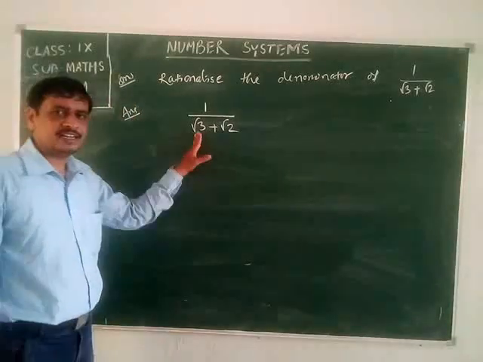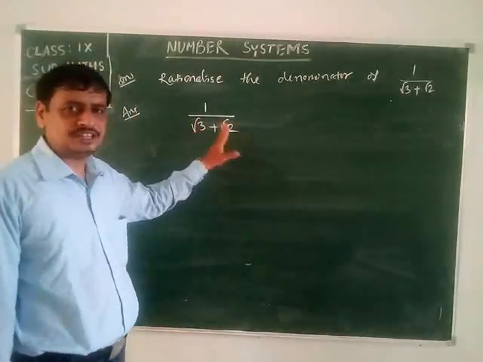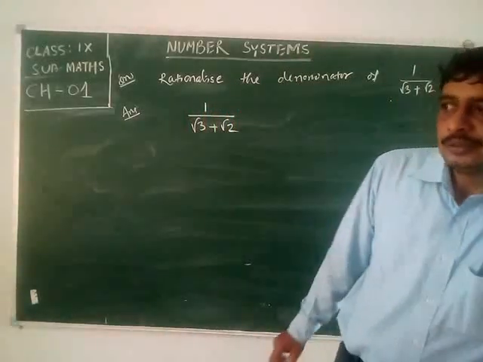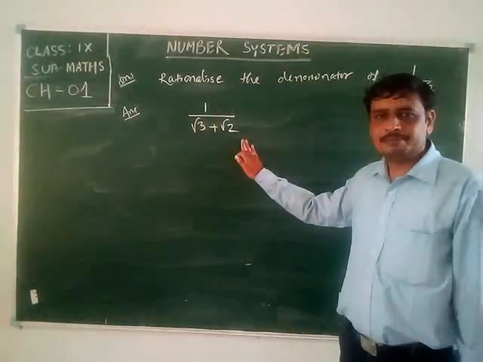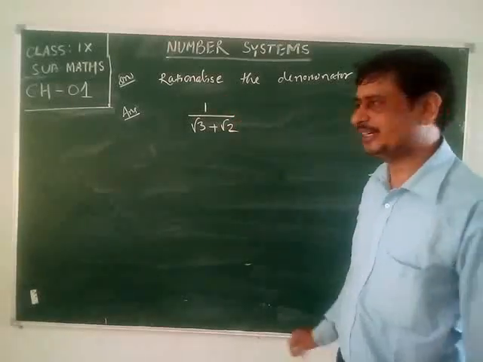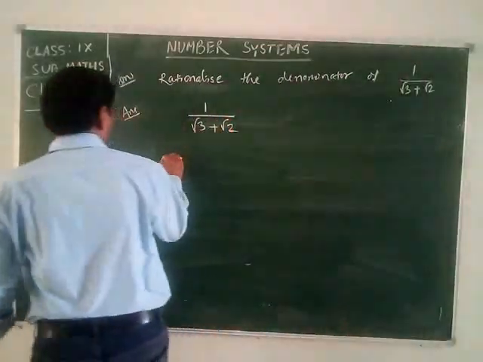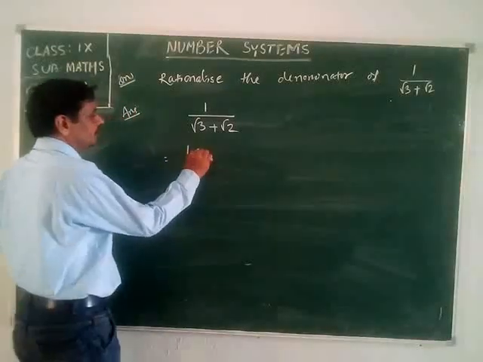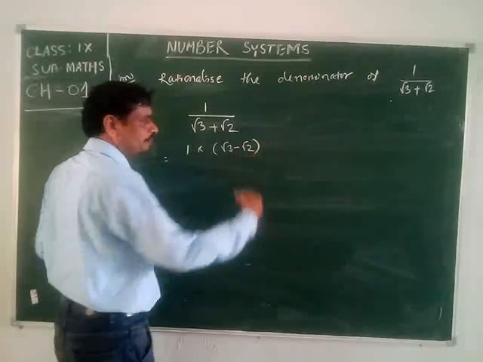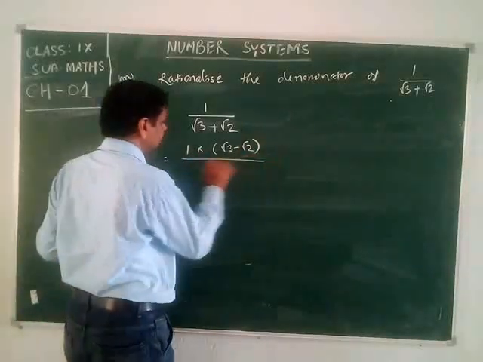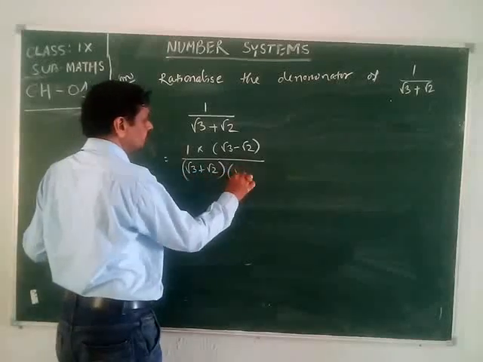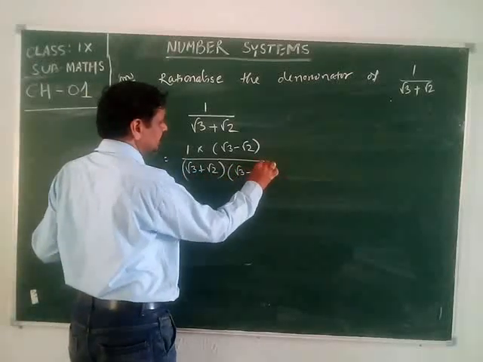Since the rationalizing factor is root 3 minus root 2, we have to multiply that rationalizing factor with both the numerator as well as the denominator. Now we will multiply 1 with root 3 minus root 2, and also root 3 plus root 2 into root 3 minus root 2.